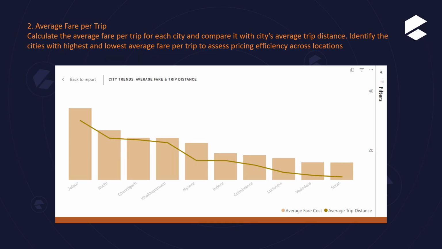Average fare per trip. Calculate the average fare per trip for each city and compare it with the city's average trip distance. Identify the cities with highest and lowest average fare per trip to assess pricing efficiency across locations. If we see the visual, we see that Jaipur has the highest average fare per trip and the lowest being Surat, and it's the same comparing to the trip distance. Jaipur has the highest trip distance while the lowest being Surat. The bars indicate the average fare cost while the line chart indicates the average trip distance.